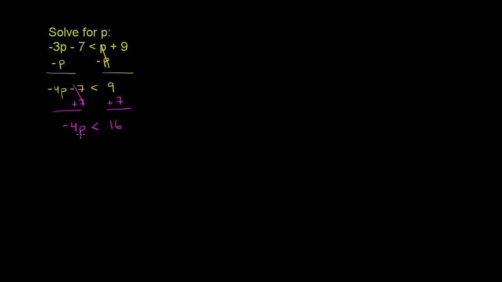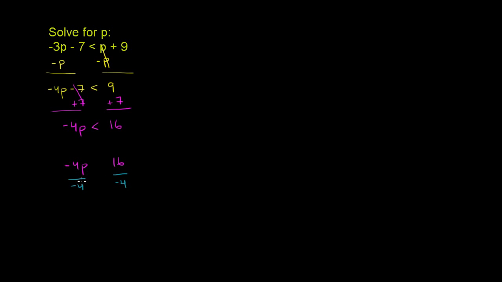Now, the last step to isolate the p is to get rid of this negative 4 coefficient. And the easiest way I can think of to get rid of this negative 4 coefficient is to divide both sides by negative 4. So if we divide this side by negative 4, these guys are going to cancel out. We're just going to be left with p. We also have to do it to the right-hand side.